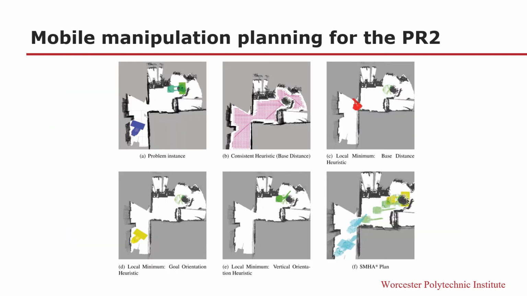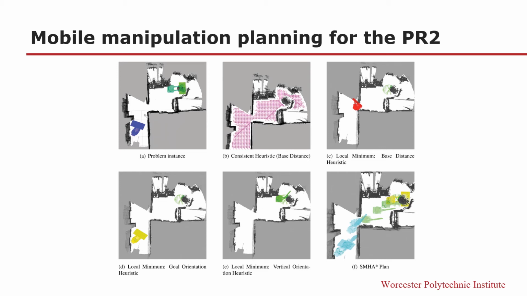The manipulation planning for the PR2 robot example shows the advantage of multi-heuristic A star over single admissible heuristic search. Figure A suggests a problem statement where the robot is required to grasp a large object and traverse through a narrow corridor and the doorway.